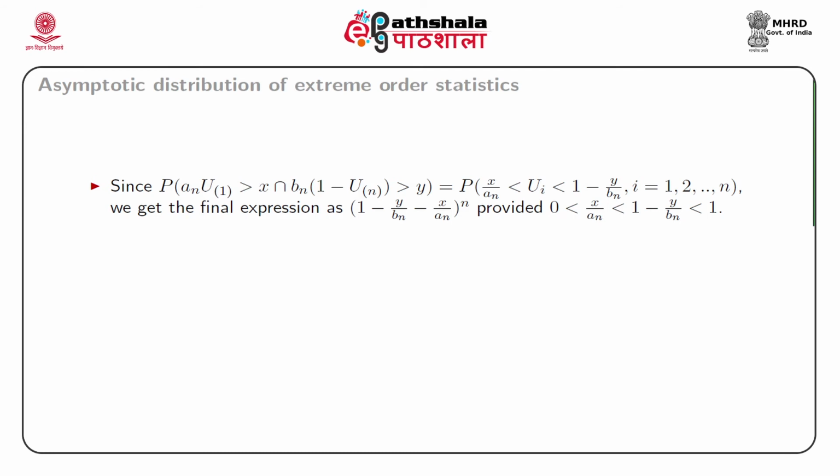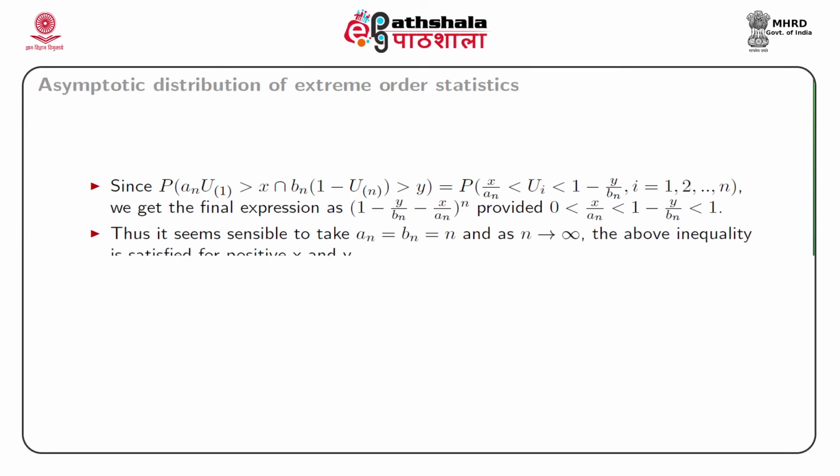Of course, if 0 < x/an < 1 and 0 < y/bn < 1, the inequality is satisfied. Thus, it seems sensible in this case to take an and bn as n, and hence as n tends to infinity, the above inequality is satisfied for positive x and y. Thus, for positive x and y, the limit of (1 - y/n - x/n)^n is e^(-x-y).